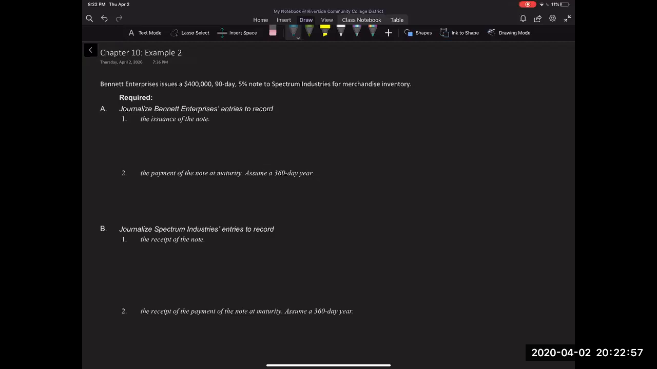Okay, so the journal entry to capture this is going to be a debit to inventory, because it looks like they're buying inventory, so they're gaining inventory in the amount of $400,000. And then my credit is going to be to notes payable, right? The reason I know it's notes payable again is because they provide us with that information. So that's all we have for issuance.